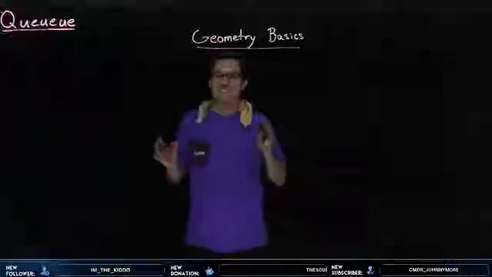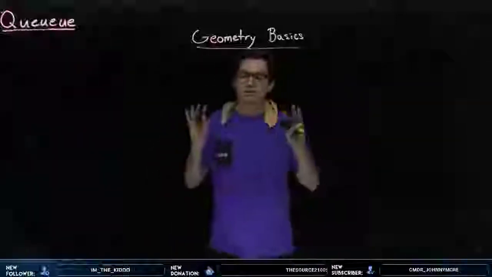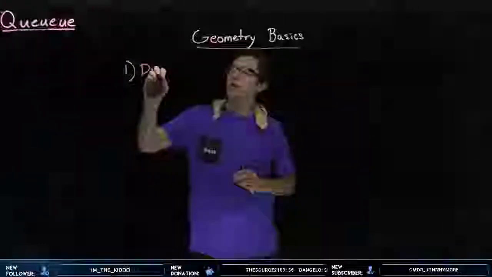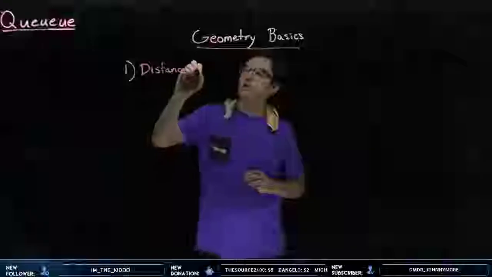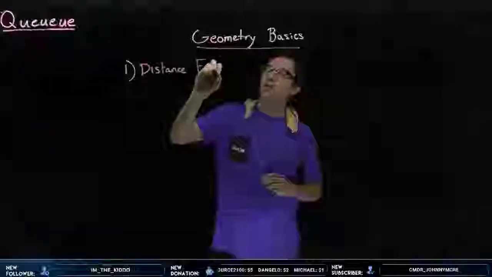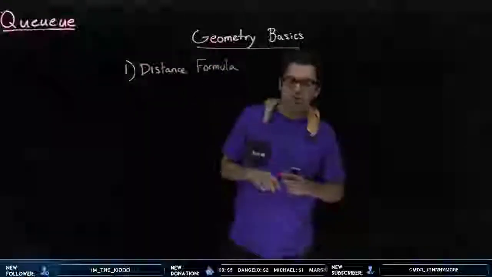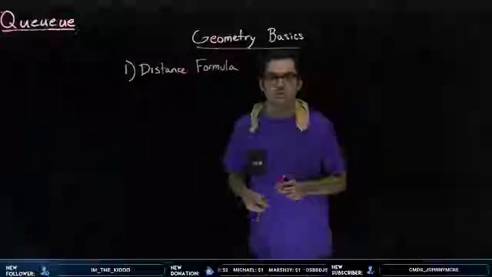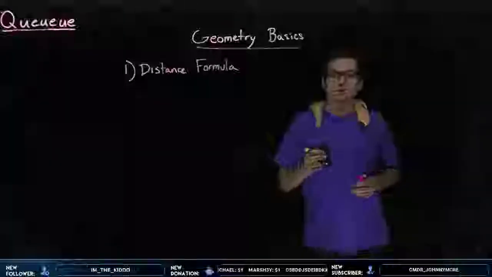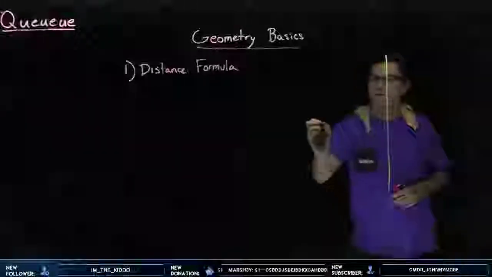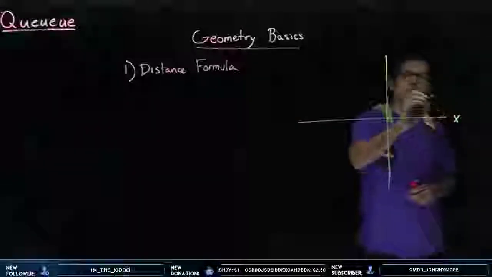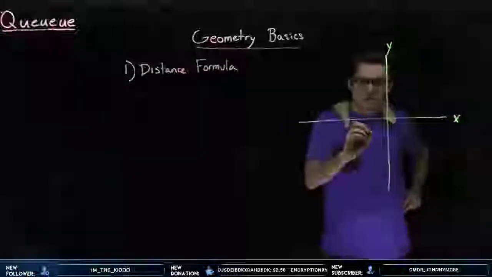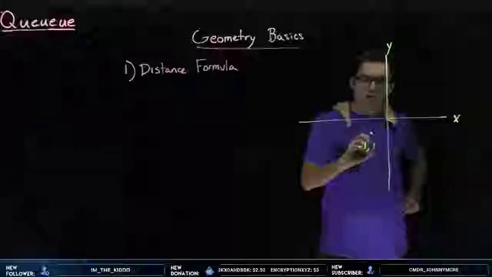Okay, guys. Geometry basics. We're talking 3 main formulas today. Number 1, the distance formula. We're just going to dive right into that. The distance formula is used to find the distance between 2 points on the coordinate plane. So, let's give ourselves a coordinate plane. We have our x, we have our y. Let's say here's a point, -1, comma 1.